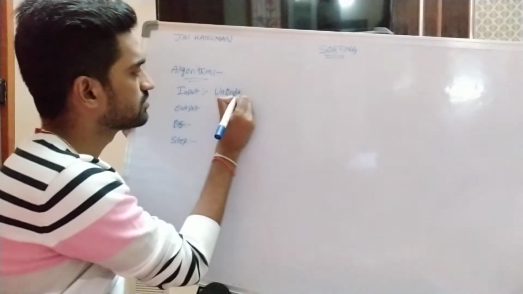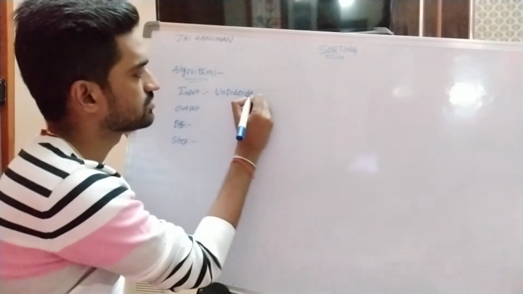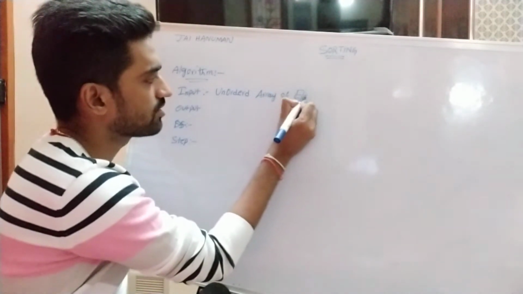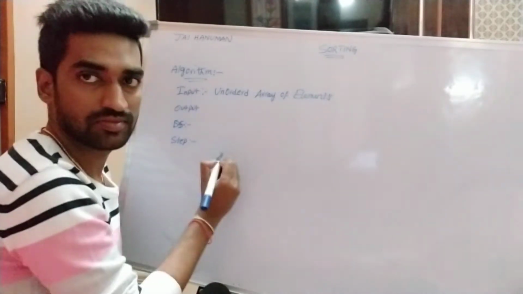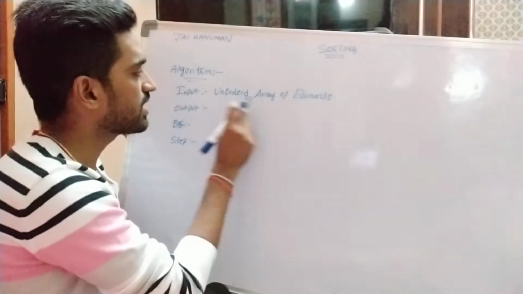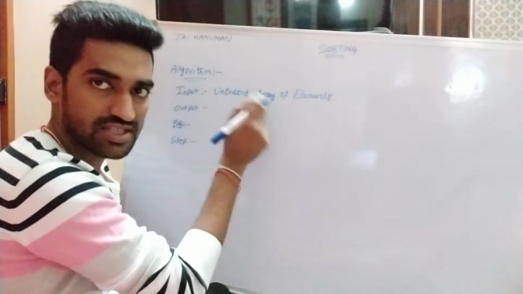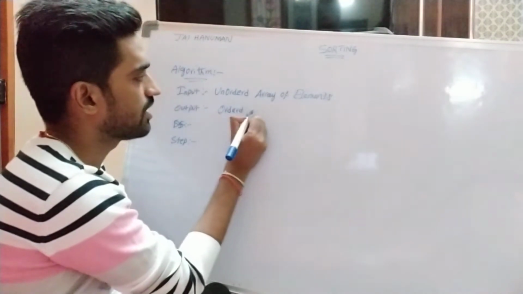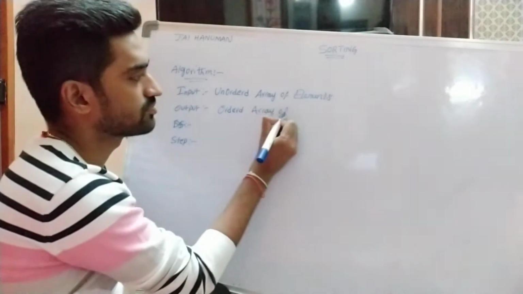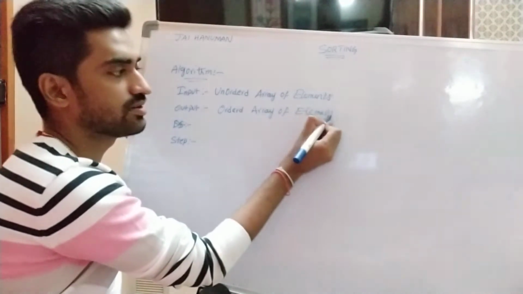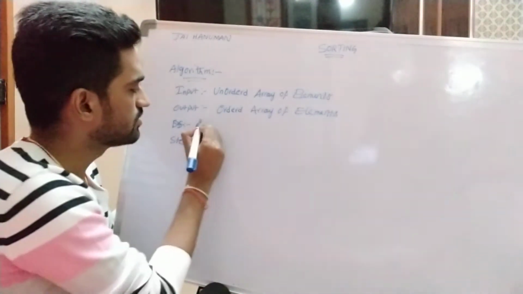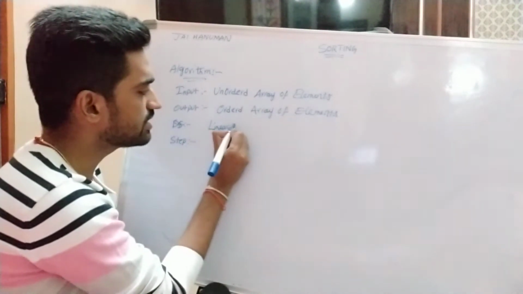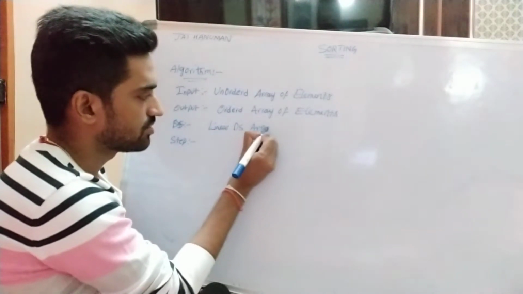So here, the input is an unordered array of elements. What is the output? Applying some mechanism, we convert the unordered array of elements into an ordered array of elements. That is the output. And what is the data structure? Here we are using the array data structure, which comes under linear data structures.